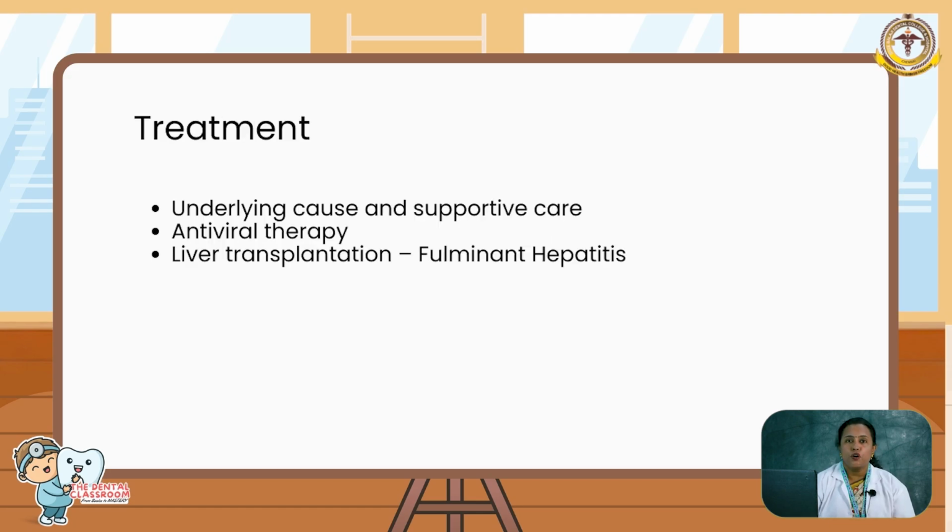And for the treatment of hepatitis, we have to treat the underlying cause with antiviral therapy. We have to give supportive care to the patients, and in the final stage, liver transplantation is the only option, which is usually done for fulminant hepatitis, cirrhosis as well as chronic liver disease.